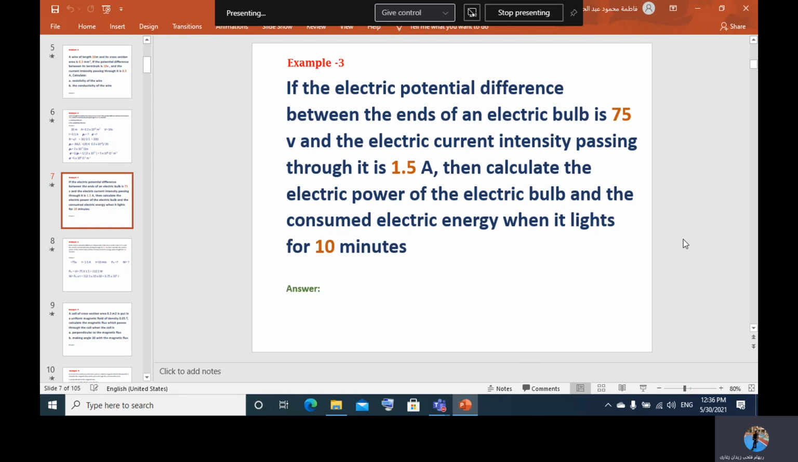So he wants the electric power. And after we calculate the electric power, he also wants the electric energy if the light continues to give out light for 10 minutes. I don't need to convert anything. All of them are actually the units I want, except one thing, which is the time. The time is here in minutes, so I have to convert it into seconds. But all the other quantities are with the units I want. So let's now see step by step how we are going to proceed.